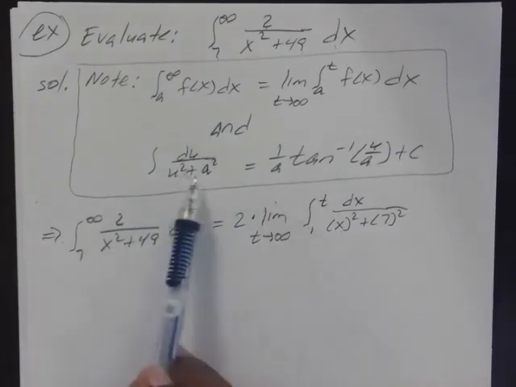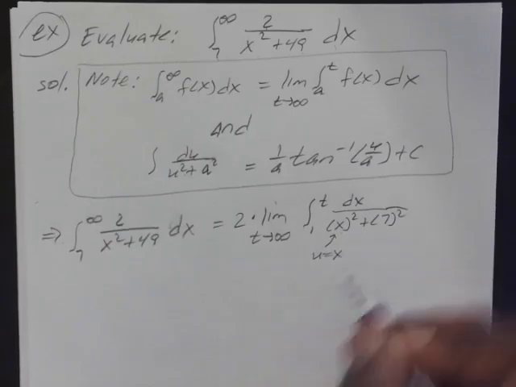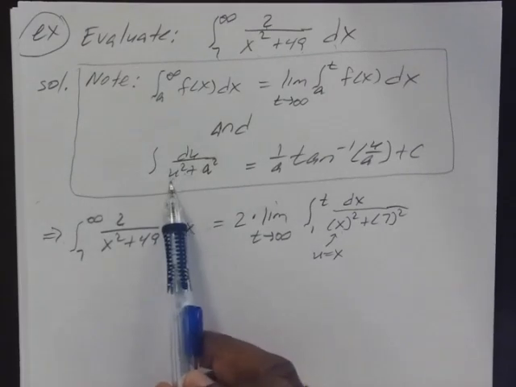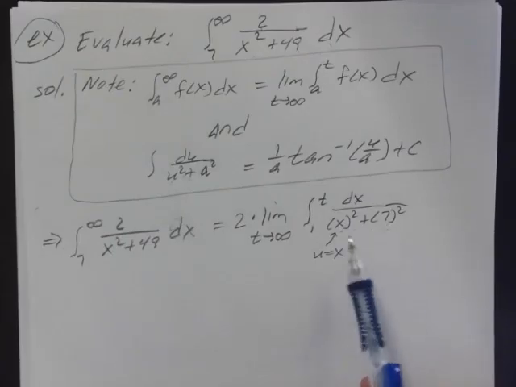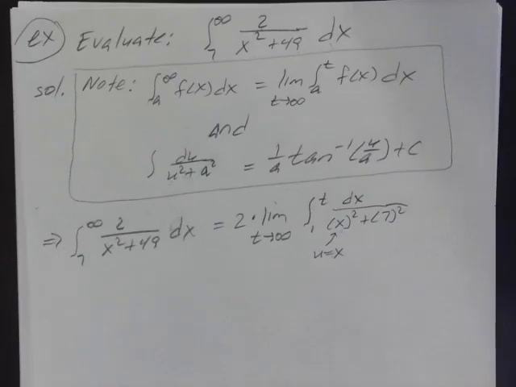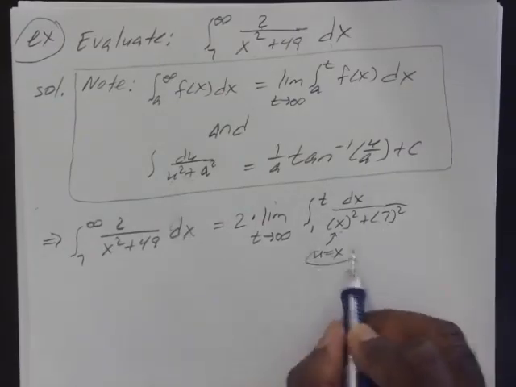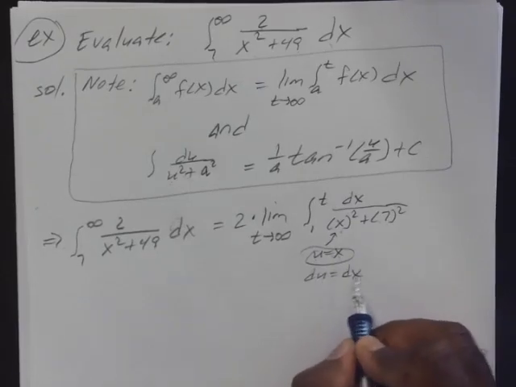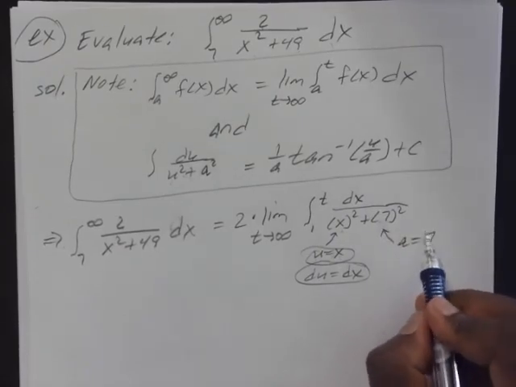So if you match these up, we see that our u is equal to x. And again, sometimes they might try and trick you and say a squared plus u squared. So they may put this as 49 plus x squared. Your u is still going to be x. Because your constant is always going to be your a. Okay, so u is equal to x, which means the derivative of u is equal to the derivative of x. And we know that our constant a is equal to 7.